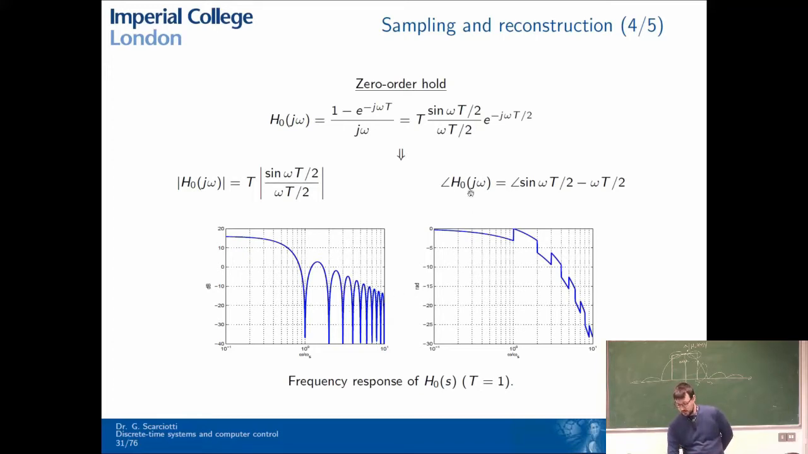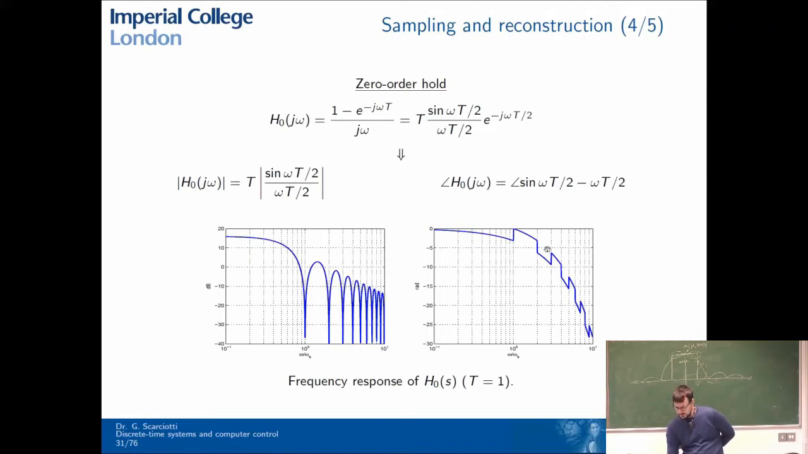So the phase of H0(jω) is the sum of two terms: the phase of the sinusoid and this other term. This term is just a linear term that decreases to minus infinity. So when we plot it in semi-logarithmic scale, in the Bode plot, it becomes a curve that goes to minus infinity.